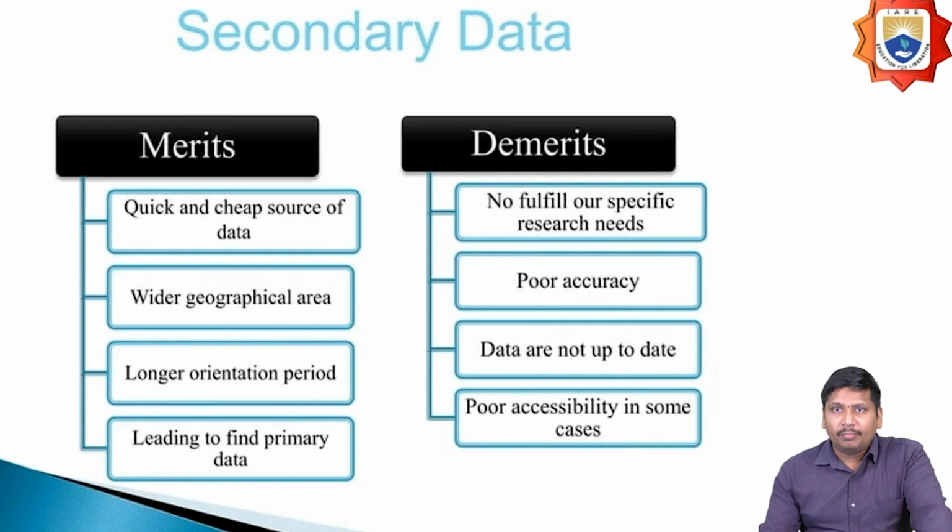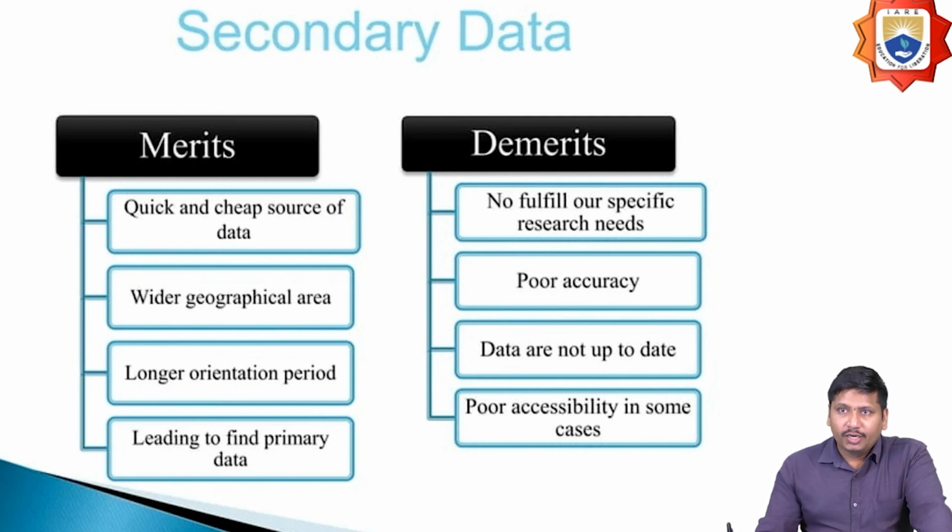What are the merits and demerits of the secondary data? It is a quick and cheap source of the data, and a wider geographical area is the best advantage of this method, along with a longer orientation period and leading to finding the primary data. So the merits are the quick and cheap source of the data, wider geographical area, longer orientation period, and being able to find the primary data.